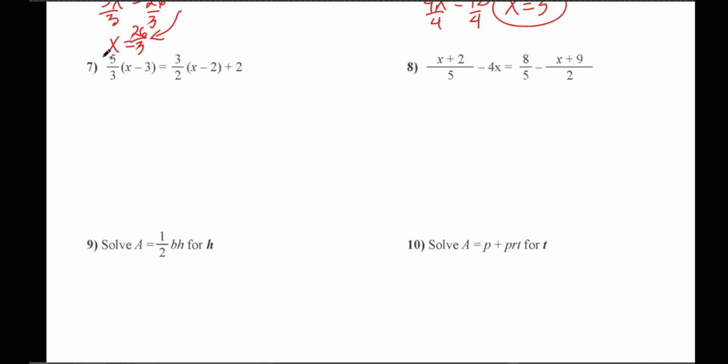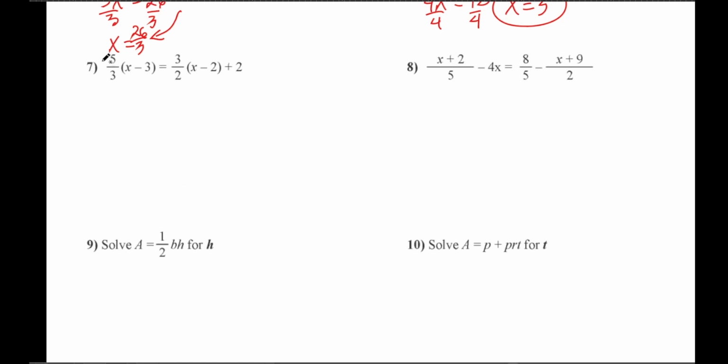I had a couple people, maybe 1 or 2, I forget exactly, but I know somebody, they just multiplied this by 3 and they multiplied this by 2. You can't do that. All right, it does get rid of it, but remember, whatever you do to one side, you have to do to the other side. So I can't multiply the left side by 3 and the right side by 2. You're not doing the same thing on both sides, are you? So you have to do the same exact thing on both sides.